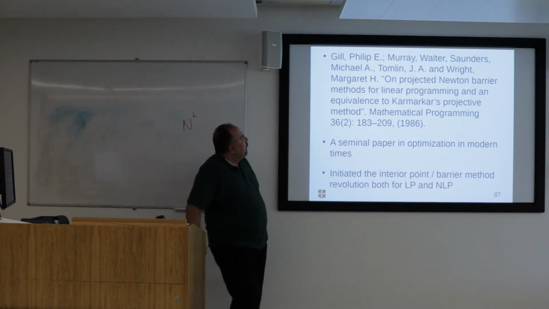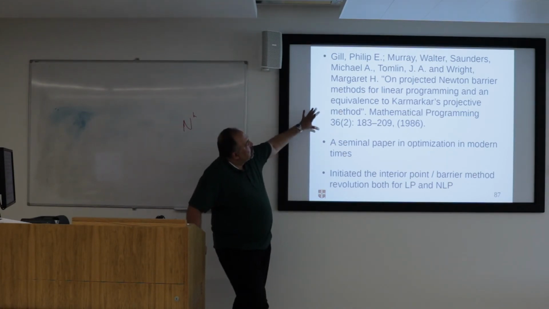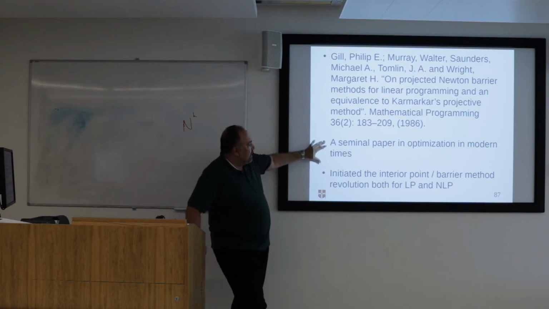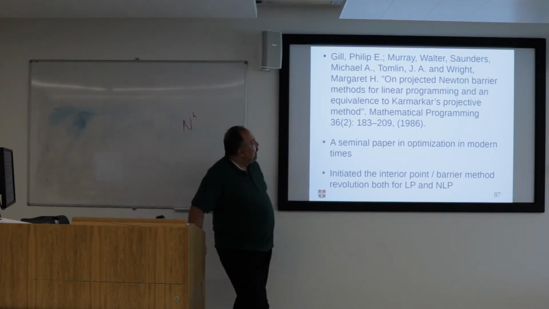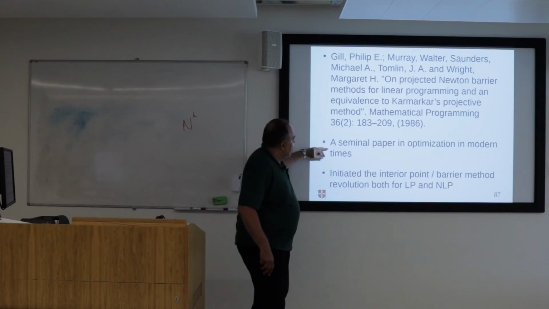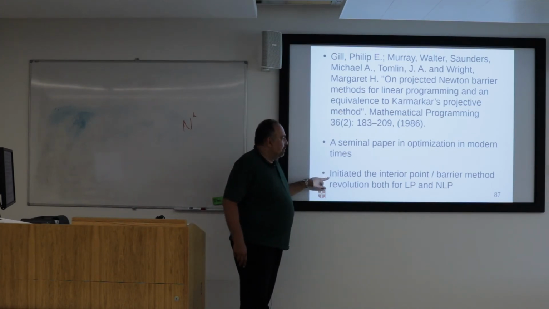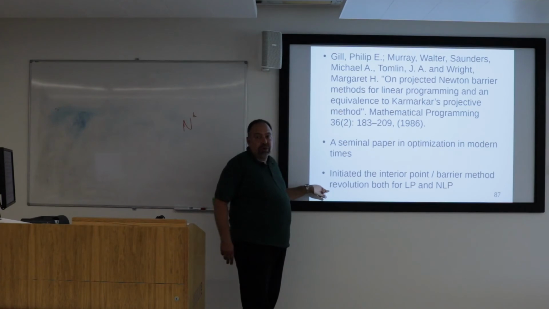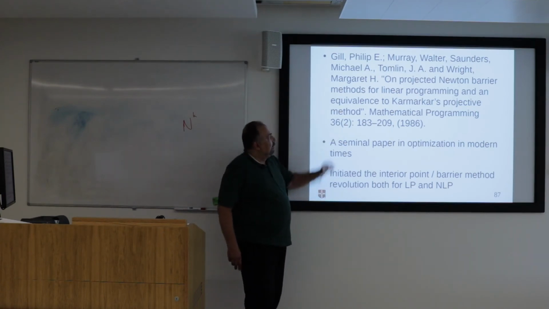Then came this paper by Gill, Murray, Saunders, Tomlin, and Margaret Wright, where they showed, this was a seminal paper, where they showed equivalence, basically, of Karmarkar's method to a class of problems that was already known from the 1950s. And we'll see what it was. It initiated the interior point barrier method revolution, both for linear programming and nonlinear programming, in 1986.